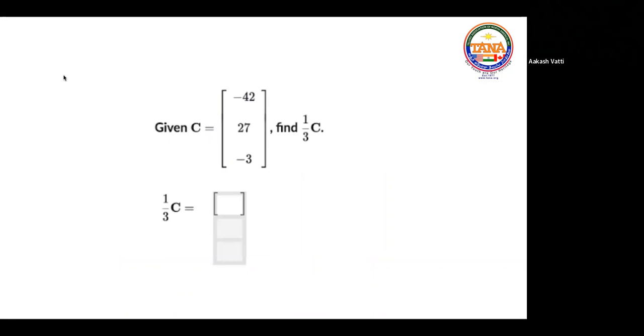Here's another scalar multiplication. This time you're dividing instead of multiplying. All right, another 30 seconds.